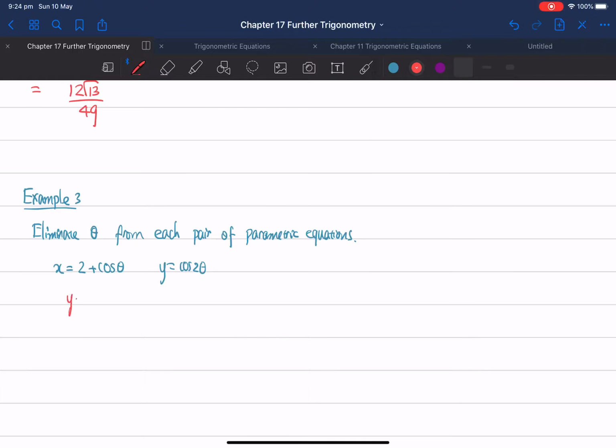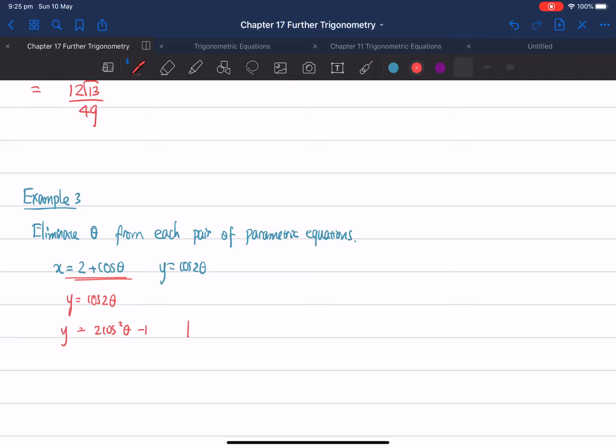So starting from y equals cosine 2 theta, I want to use one of the double angle formulas, but this time in terms of cosine only, all right? Because in the first equation you only have cosine, you don't have sine theta. So that's why I just want to make sure that I use the correct double angle formula. And that's the one I need.